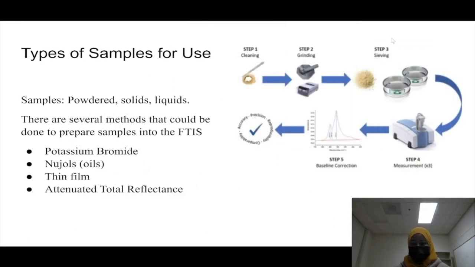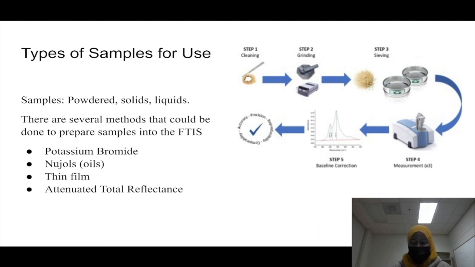Hello, my name is Marianne. I'll be talking about types of samples for use. So samples we can use would be powder, solids, and liquid. There are several methods that can be done to prepare samples into FTIR. Powder samples is taken with potassium bromide. They're pressed into a pellet, and the pellet is placed onto a rack that will go into a light path to shine the light directly through there. Nujols are oils, and the liquids are mixed with the Nujol samples, which are then placed onto 2 sodium chloride plates, and the light path is shined through it.